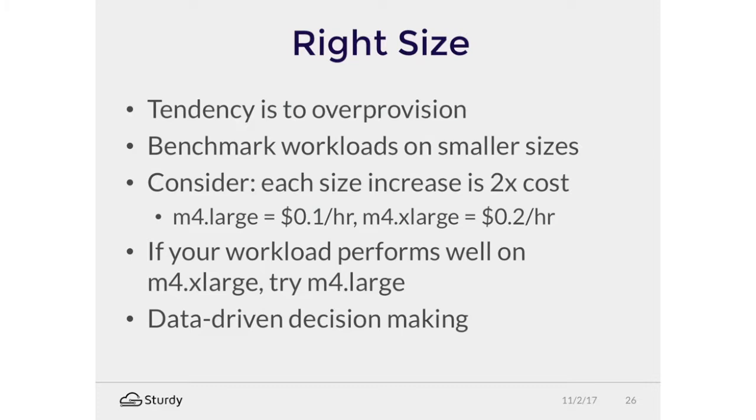Right? So an M4 large is 10 cents an hour, an M4 extra large is 20 cents an hour. If you look at the CPU and memory between these two, they're also exactly double. So you get exactly double the resource for exactly double the cost. It scales linearly within an instance family.